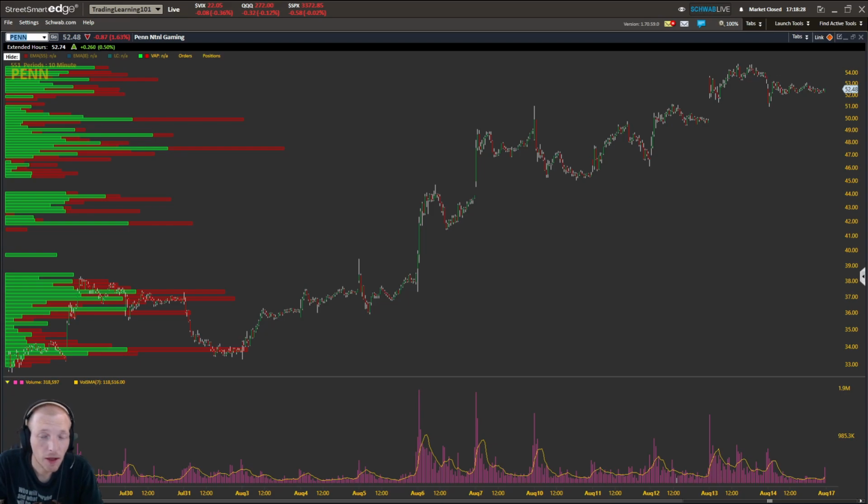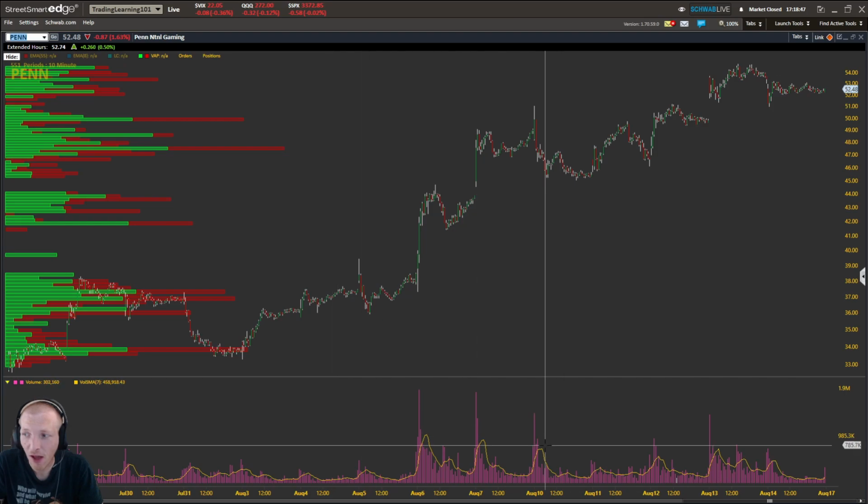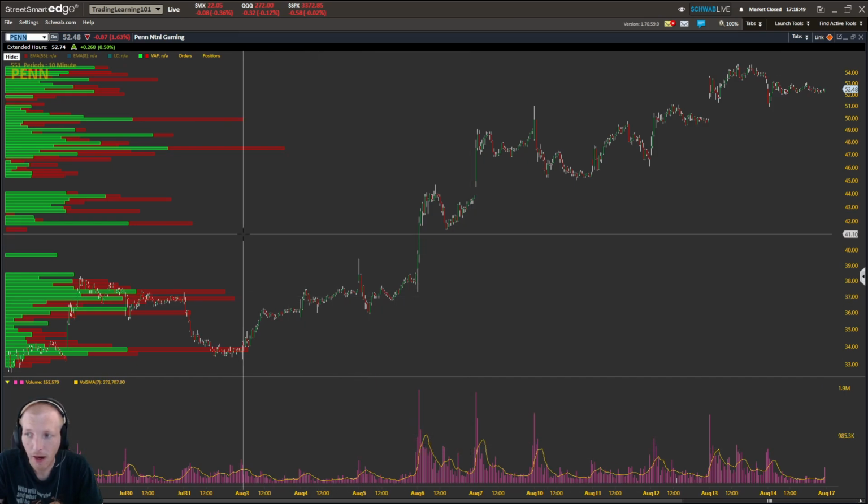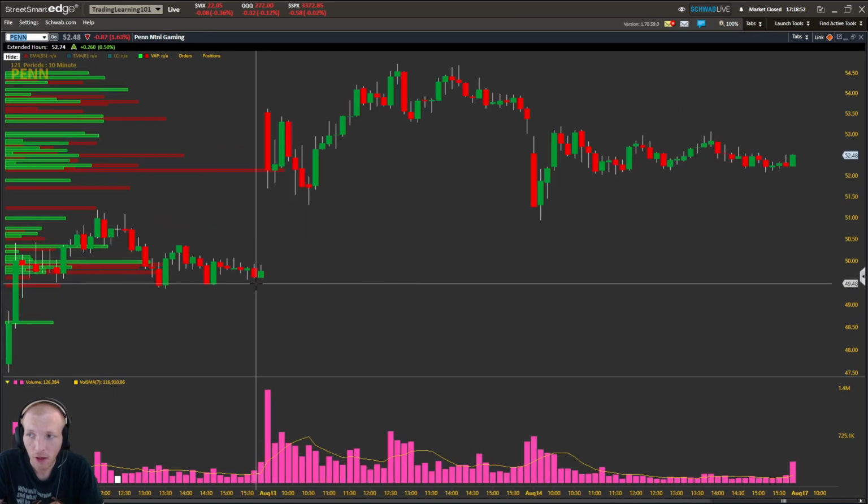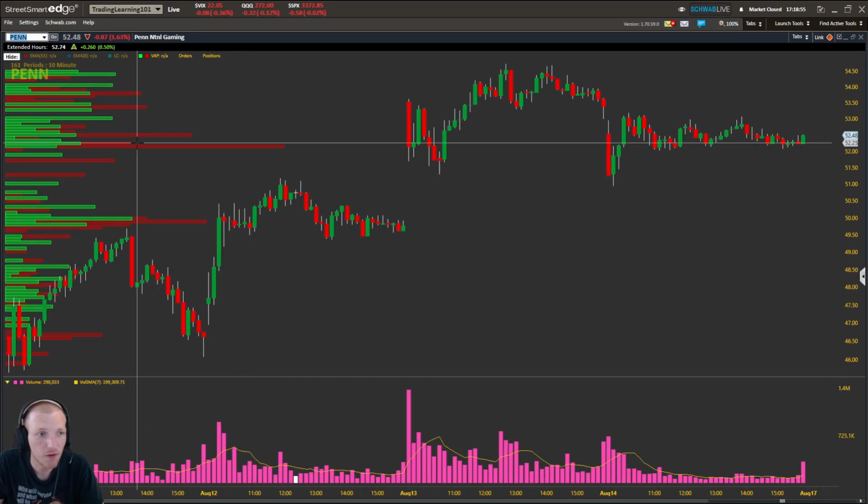This is a 10-minute time frame. We're looking at ticker symbol PENN on the 10-minute time frame. I'm using the platform Street Smart Edge by Charles Schwab. You can see I have my volume at price plotted on the left side. I have my volume down here at the bottom. And as I zoom in on the chart, you could see it adjusts with the volume at price.